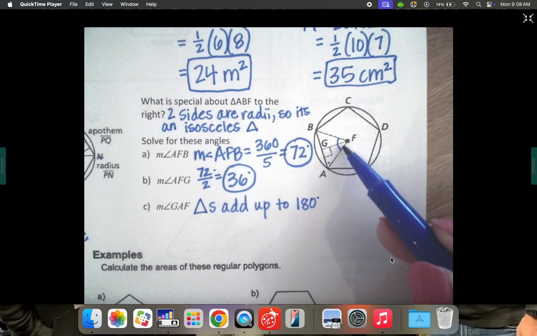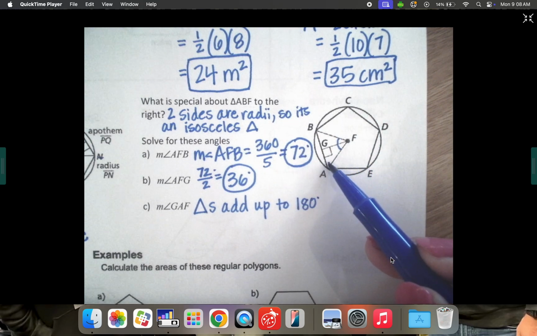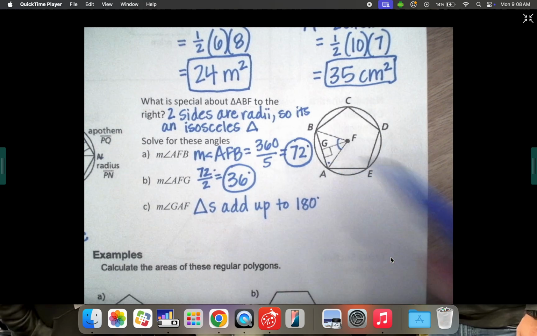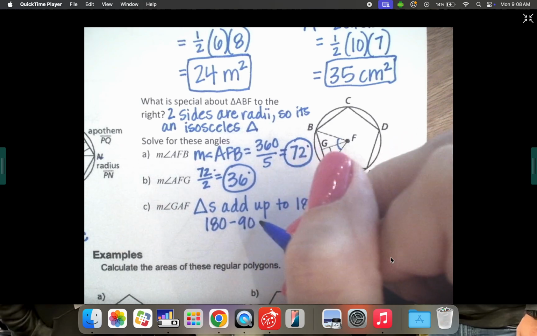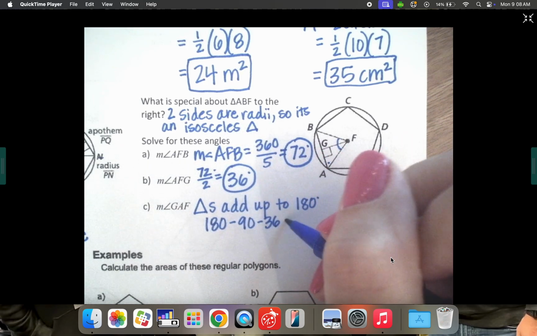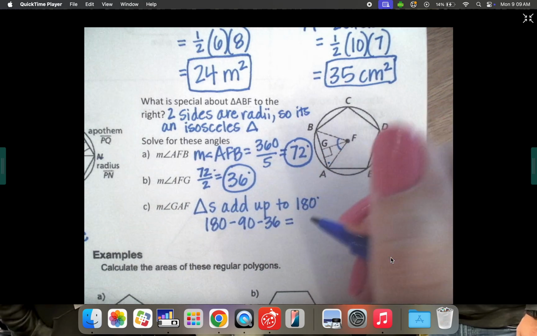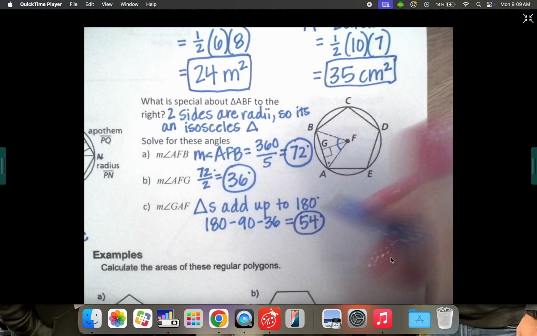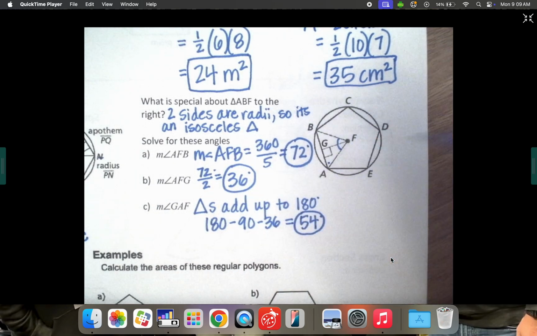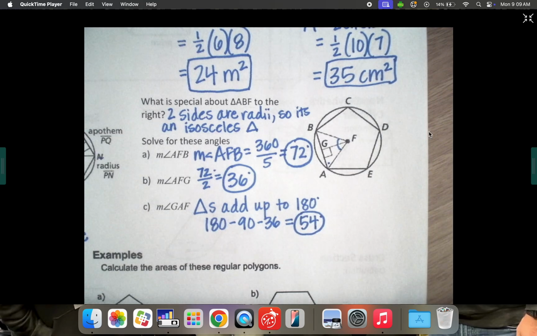Okay, we have 36, we have 90, so we're just going to subtract from 180 to get this last one. So we have 36, 90, and what? We're going to take 180, subtract out the 90, subtract out the 36, and that is going to leave us with, I think I did the math right, 54 degrees. It's important that you know how to get each of these little individual ones because that's going to come into play here in just a minute with our last 3 examples today.